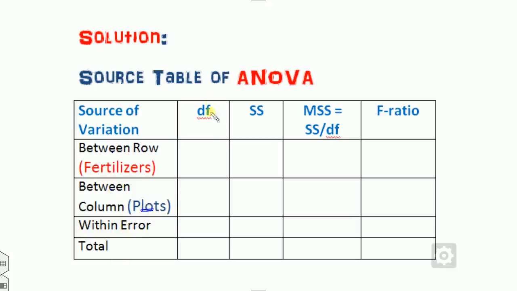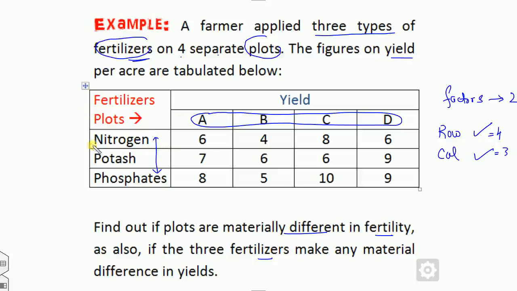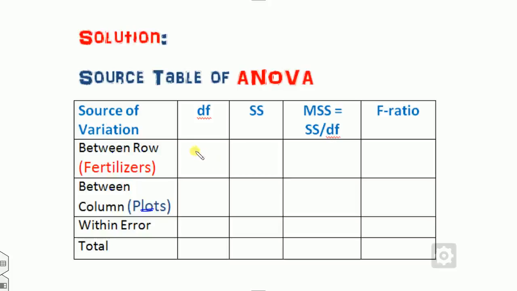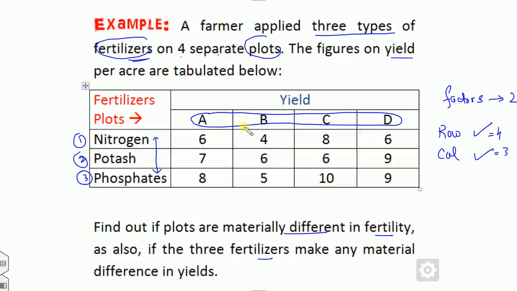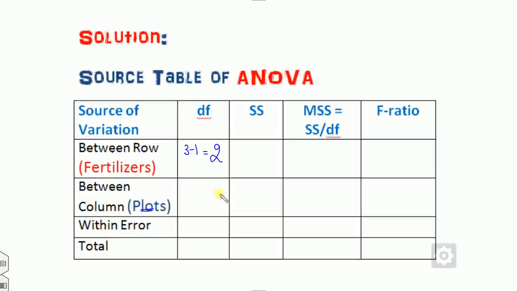First of all, what is the degree of freedom? How many fertilizers, or how many rows, are there in this table? There are 3, so the degree of freedom is 3 minus 1, that is 2. How many columns are there? There are 4, so that is 4 minus 1, 3. There are 3 fertilizers and 4 plots. Always remember, the error line is always computed at the last point. What is the total?